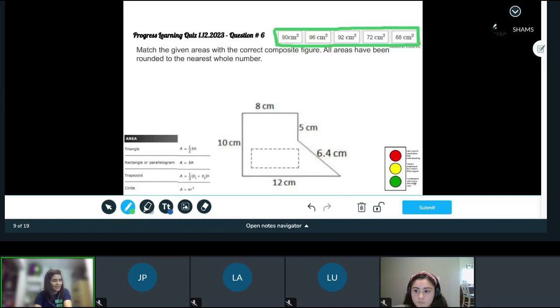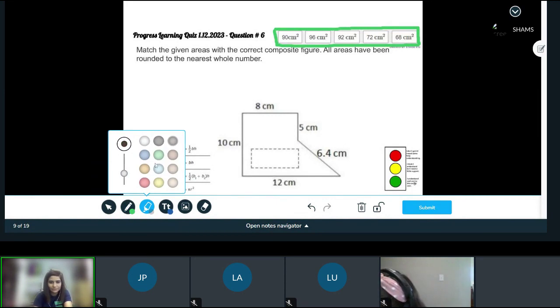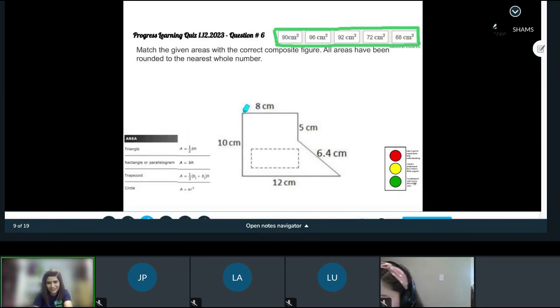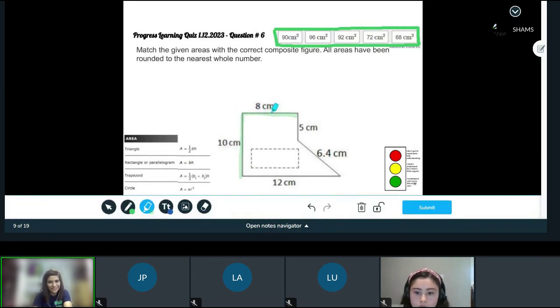Okay, I'm going to go ahead and get started. This entire thing is one composite figure. I can decompose it in several different ways, but one of the ways could be decomposing it like this. I'm not asking everybody to decompose it like this. So this is one side of the rectangle and this is the other side of the rectangle. So I decompose it into a rectangle, right? It is a 10 by 8 rectangle.